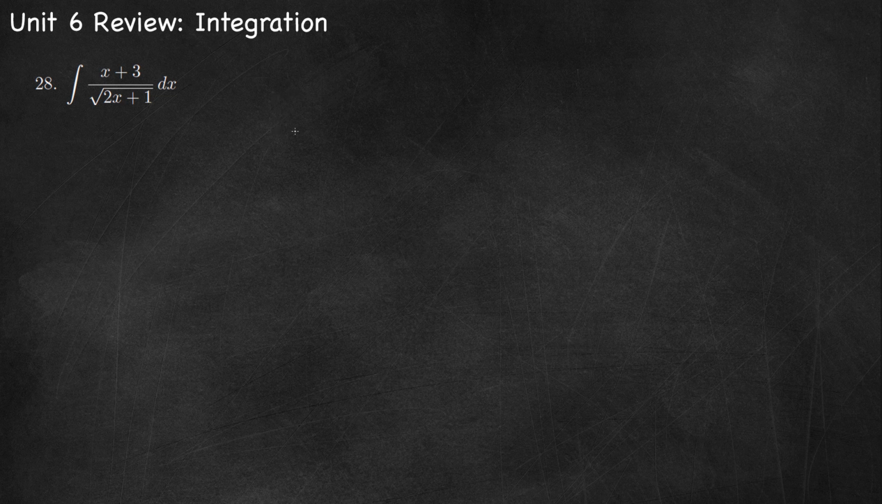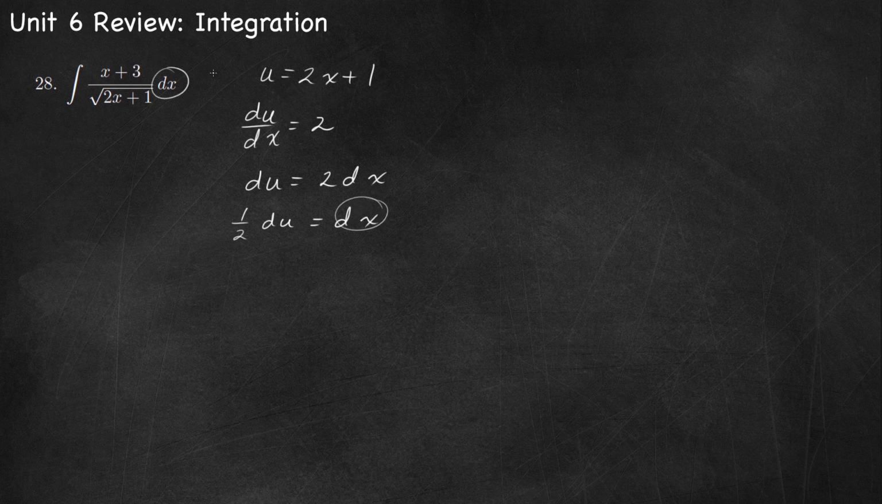We want to integrate x plus 3 over the square root of 2x plus 1. So we'll let u equal 2x plus 1 since that's inside of a root. And we'll take the derivative. du dx equals 2. And then I'll multiply by dx. du equals 2 dx. I don't have an extra 2 in my integrand, so I'm going to divide both sides by 2. I get 1/2 du equals dx. And that's going to allow me to substitute for this dx.